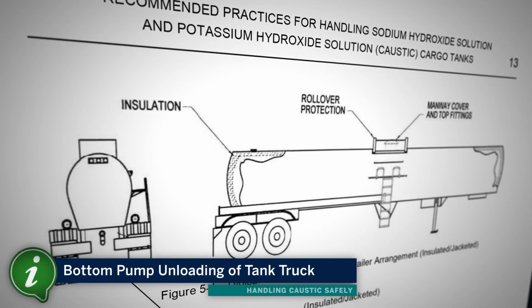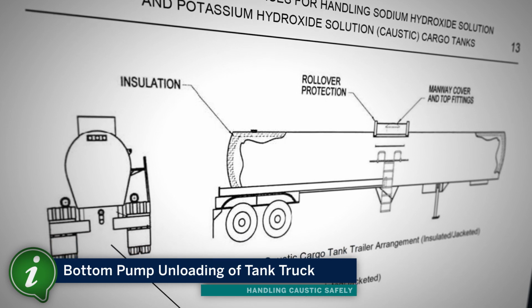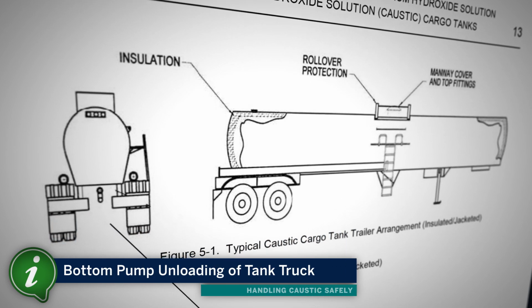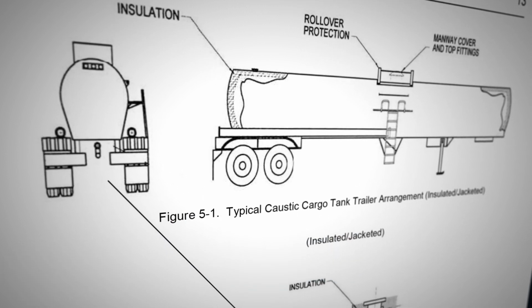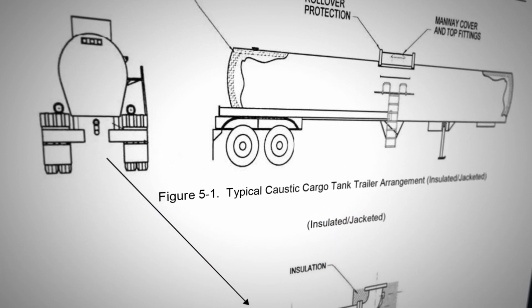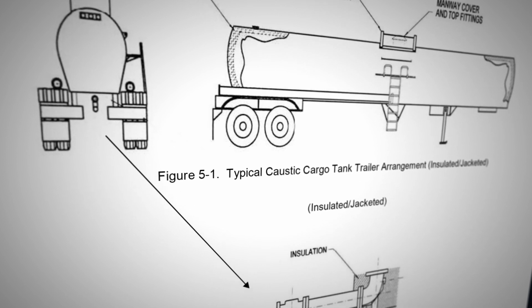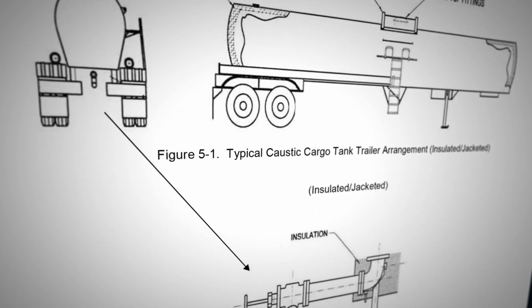For pump unloading of a tank truck, caustic is transferred using a pump from the bottom fitting of the truck to a storage tank. Refer to CI Pamphlet 88, Figure 5.2 for a side view of a typical bottom outlet valve arrangement, rear or midway.